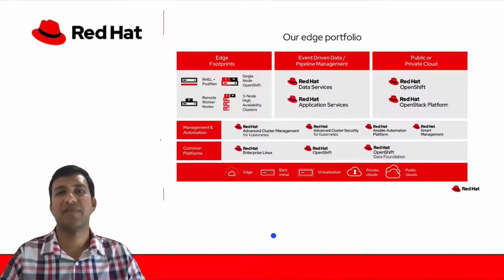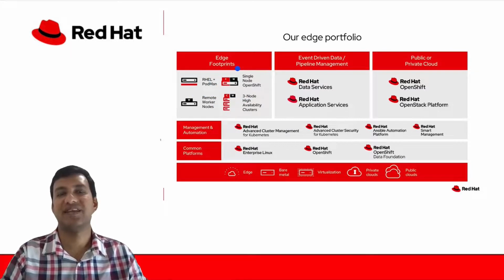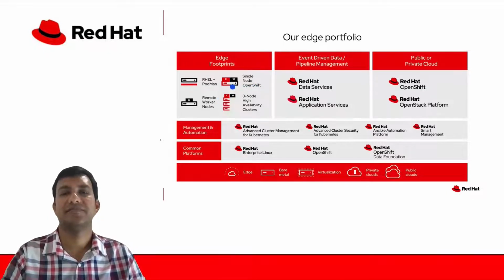Based on the customer's requirements, whether it is resource constraints or edge management or networking requirements, etc., there are options available in Red Hat's portfolio. There is RHEL plus Podman. There is Single Node OpenShift, which basically is OpenShift on a single node. There are remote worker nodes which can be managed by a central cluster. Or there are three-node high availability clusters. In addition to these, shortly a new solution for edge called MicroShift will be available.